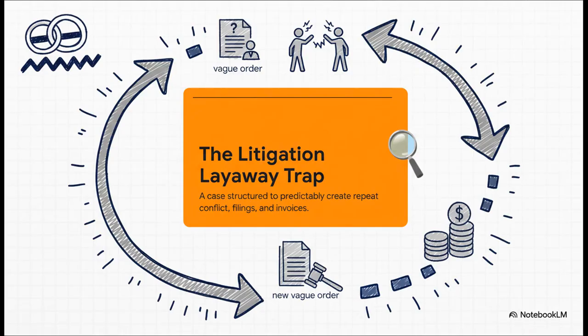So what exactly are we talking about here? The source material calls this the litigation layaway trap. Now, this isn't some big shadowy conspiracy. It's more of a system problem. It's what happens when your court orders are built on a really shaky foundation, a foundation that makes future disagreements not just possible, but, well, predictable. It's a loop, right? A vague order leads to conflict. That conflict leads to another court filing, which leads to another bill, and on it goes.